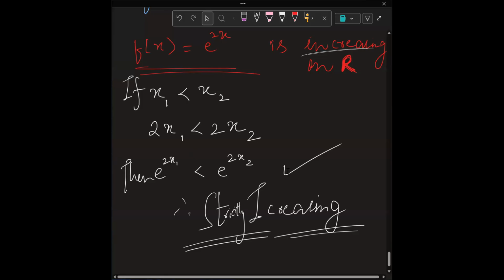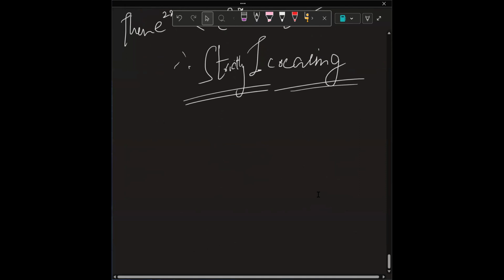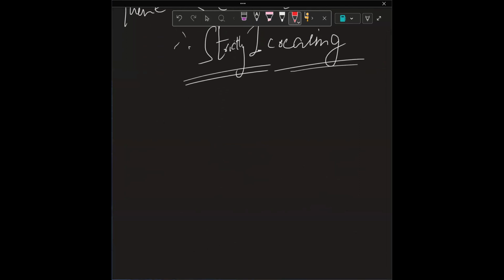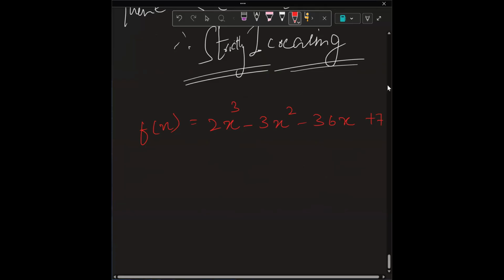Okay, so let me see some questions. Fifth. Okay, let's try this one. Now the question is, we have f(x) as 2x cube minus 3x square minus 36x plus 7. So this is your f(x). You need to find the intervals for increasing and decreasing. All right, just do it.